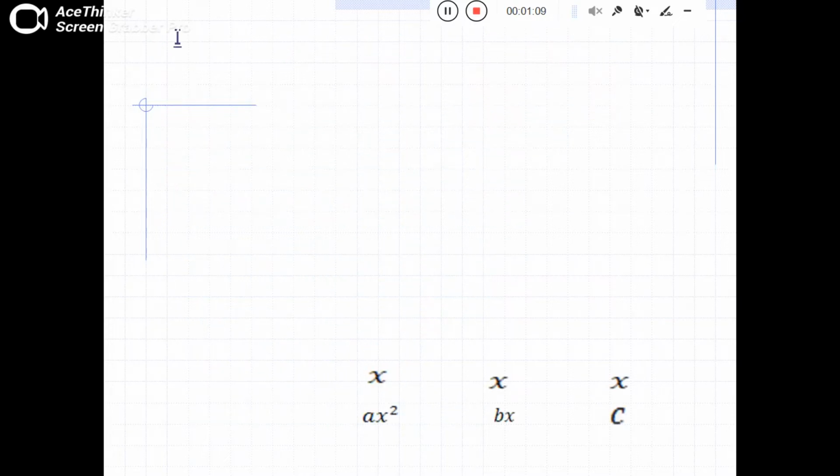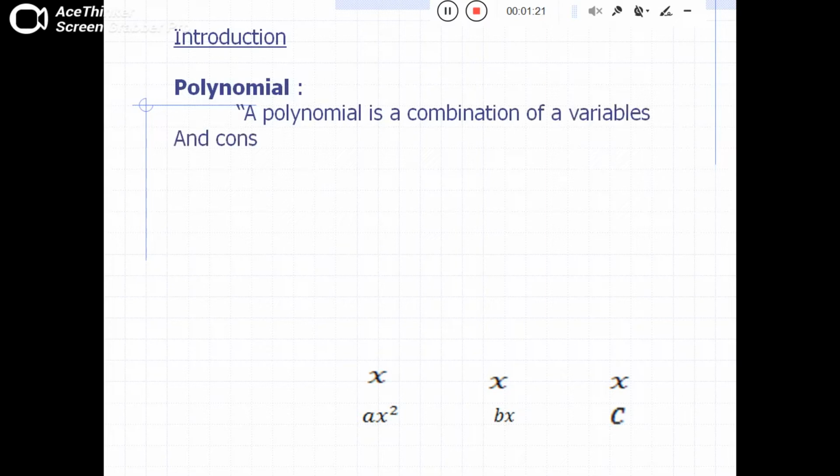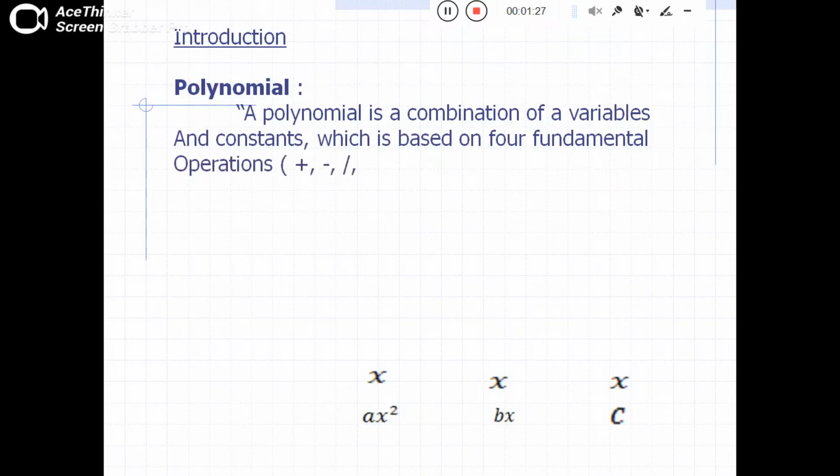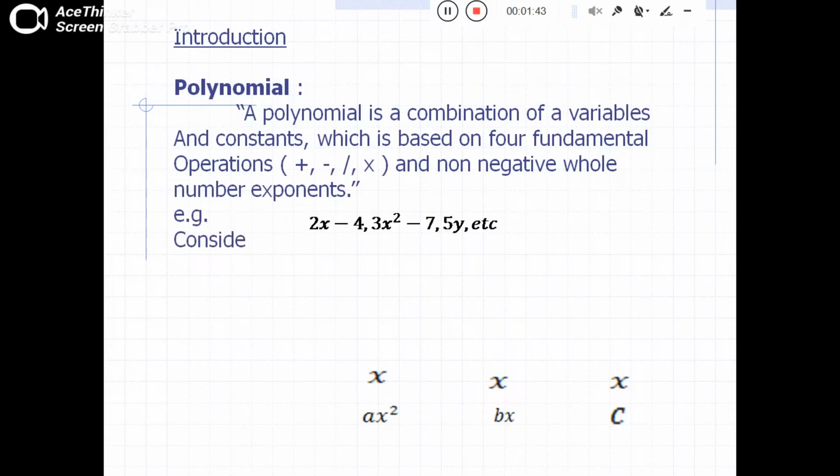So first of all, let us see the introduction of the polynomial. A polynomial is a combination of variables and constants which is based on the four fundamental mathematical operations: plus, minus, divide and multiply. And the most important thing is the non-negative whole number as exponents. For example, 2x minus 4 is the first example, second 3x square minus 7, third is 5y, etc.